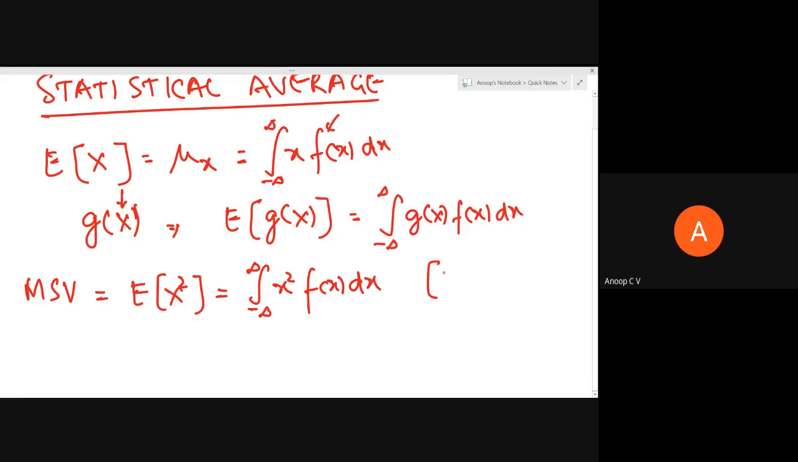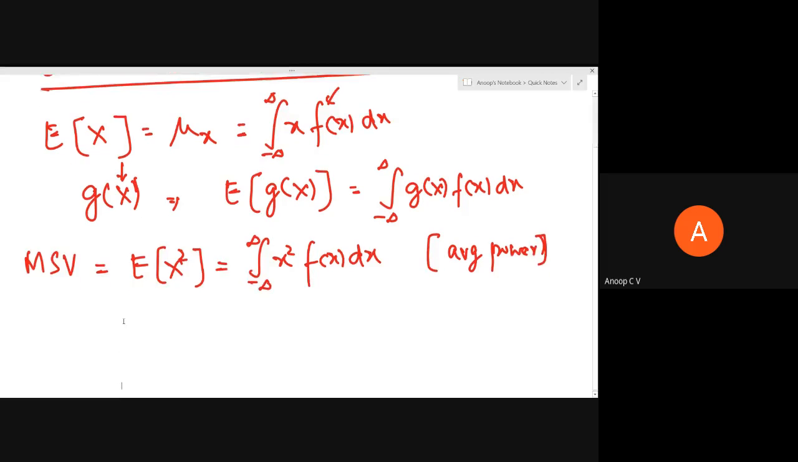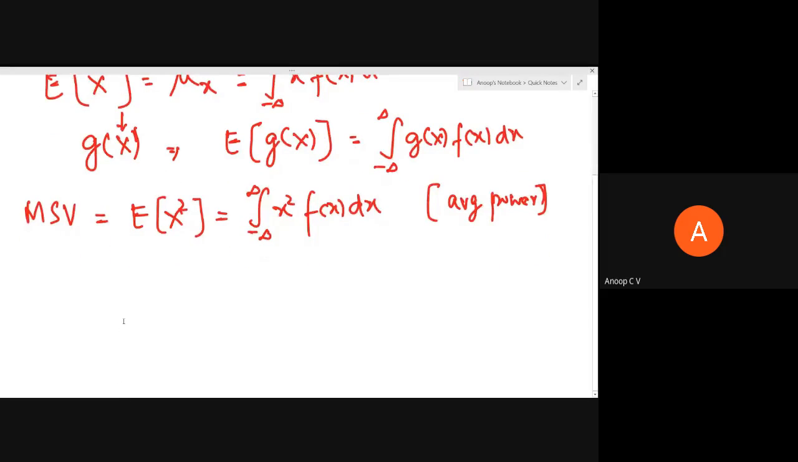And please keep in mind, this will be the average power. If you are asked to find the average power of a random signal, it will be nothing but the mean square value. I hope you are able to note it down. Please do note it down. We'll be recollecting it while solving problems.